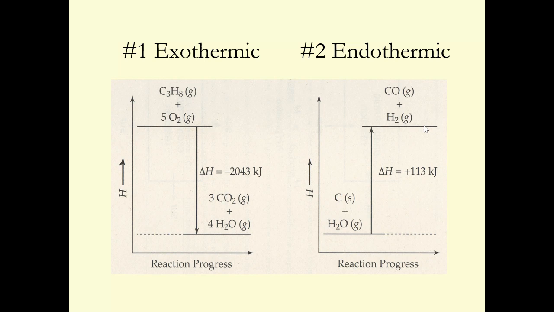Where does that energy come from? Heat from the environment is turned into chemical energy. Heat is used up. If there is less heat around, then the temperature will go down. When I calculate the delta H, a high final value minus a low initial value is going to give me a positive delta H.